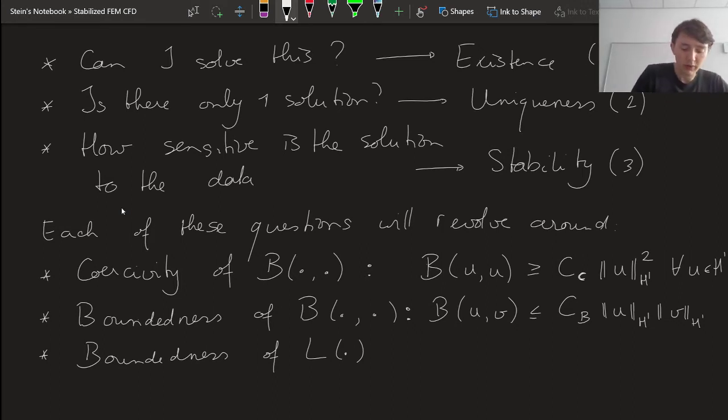Boundedness also translates to linear forms, so it doesn't only exist in the context of bilinear forms; for linear forms it's a pretty natural extension. If we plug in some function u, then L of u is going to be smaller than or equal to C_L times the norm of u measured in H1. And again, for all u.